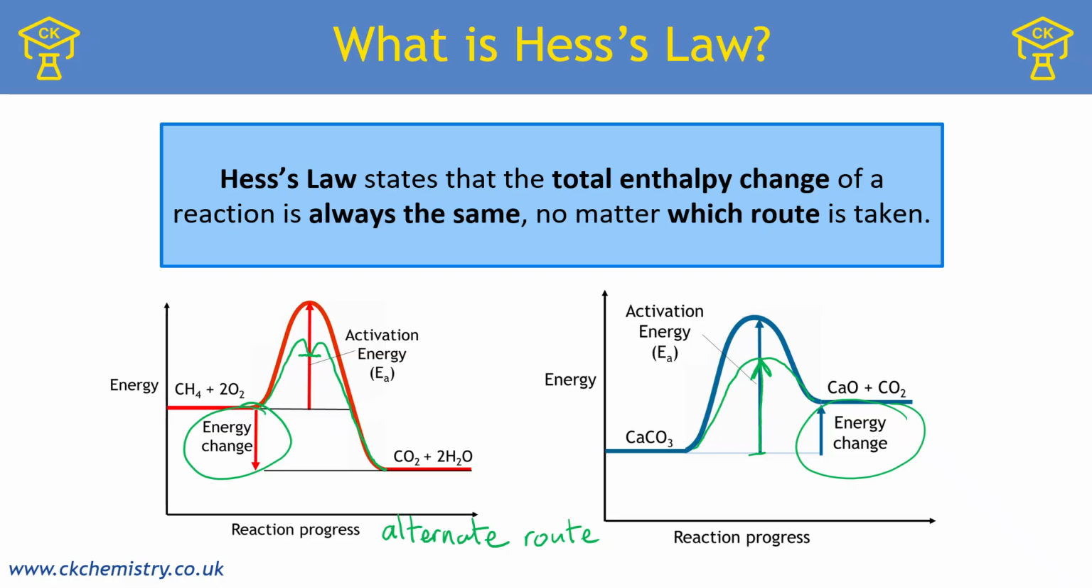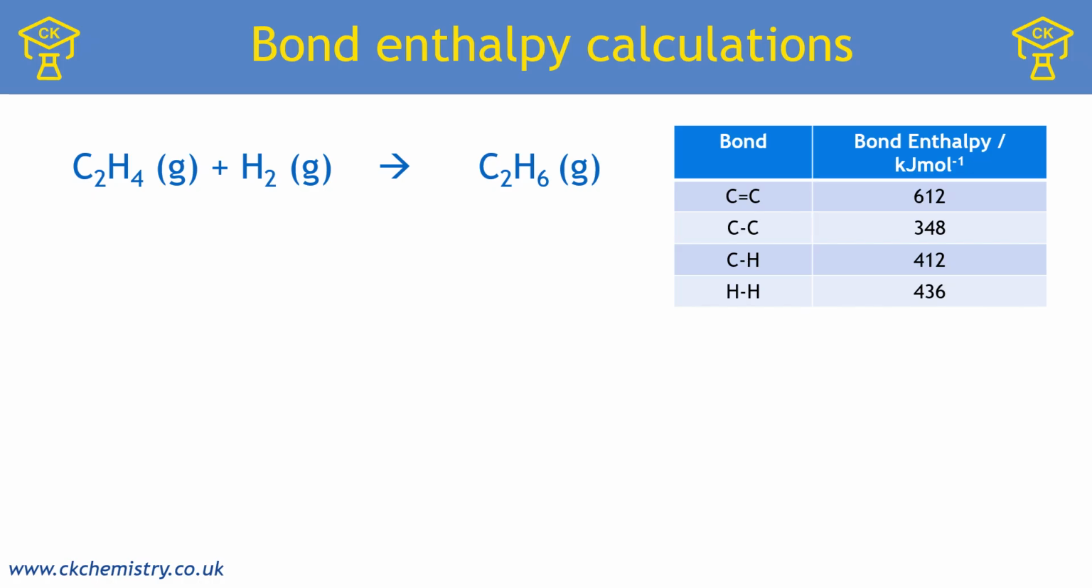Okay, we're also going to link this to bond energy calculations, which is part of the same topic as Hess's law. So here's a little simple bond enthalpy calculation just for a reminder on how to do them. They should be relatively straightforward. So we've been given the bond enthalpy values in the table, and we're going to use them to calculate the enthalpy change of this reaction here, which is adding hydrogen to ethene.